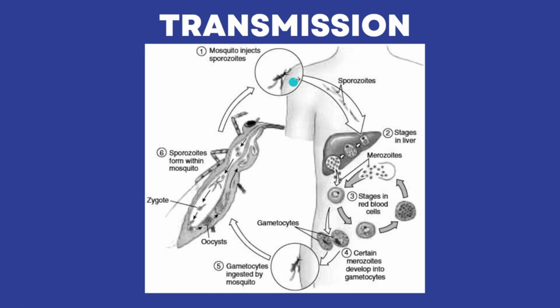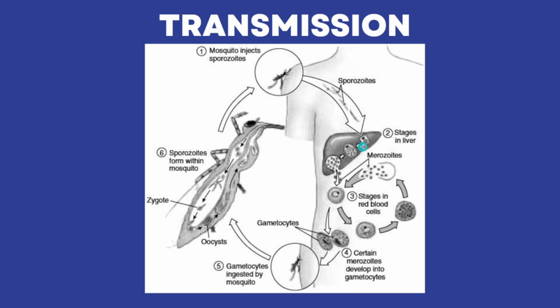The sporozoites, as we call them, are injected into the host bloodstream by the mosquito saliva. So inside the female mosquito now, they contain sporozoites. These sporozoites will be injected into the human blood, enter the bloodstream, and go to the liver first.